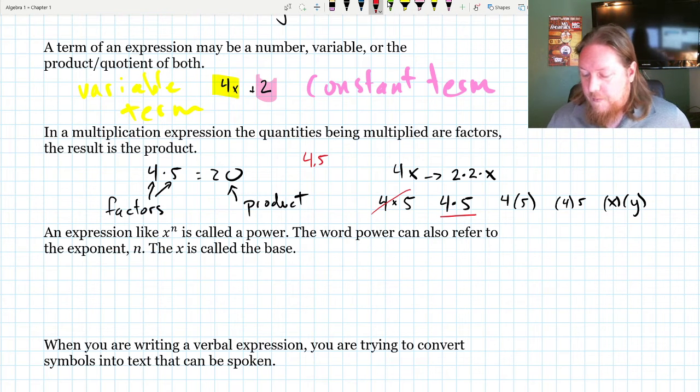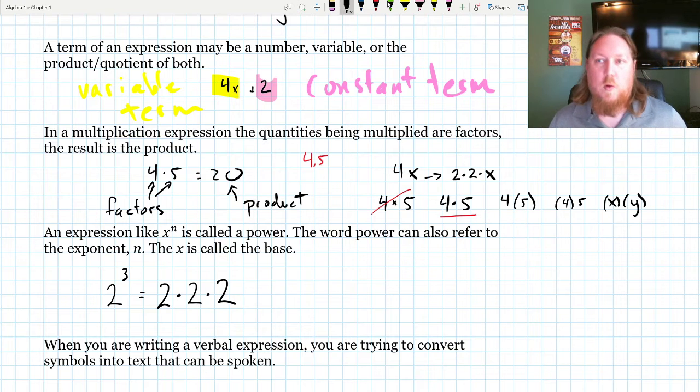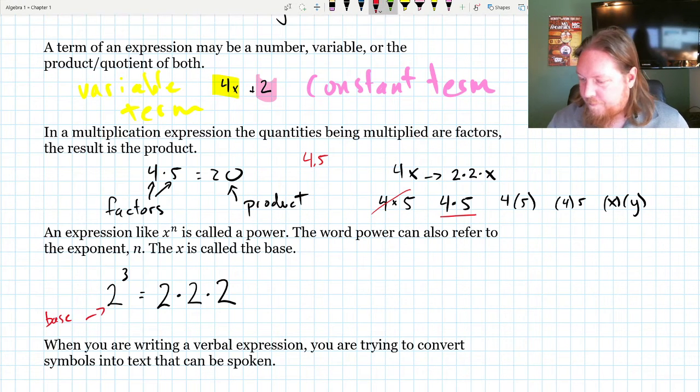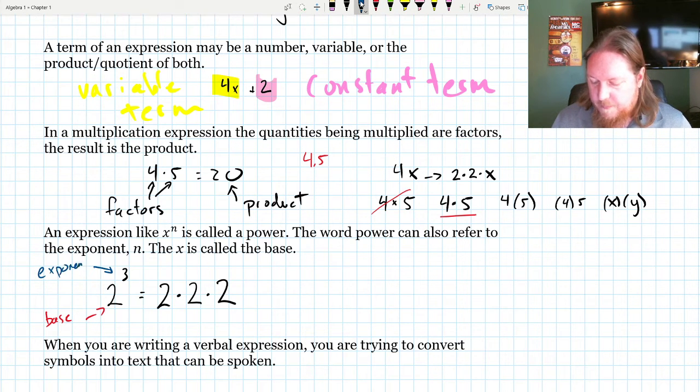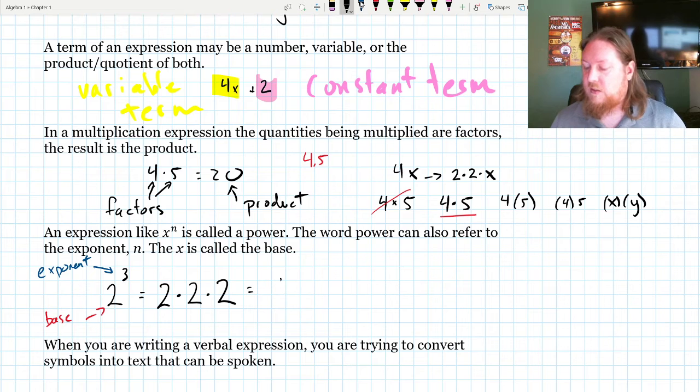So, you also have exponents. So if you've ever seen something like 2 to the third power, you know that means, hopefully, 2 times 2 times 2. So 2 multiplied by itself 3 times. The 2 we call the base, and the 3 we call the exponent. And the result here, 2 times 2 is 4, times 2 again is 8. That's just the result of it. Another name for exponent is also power.